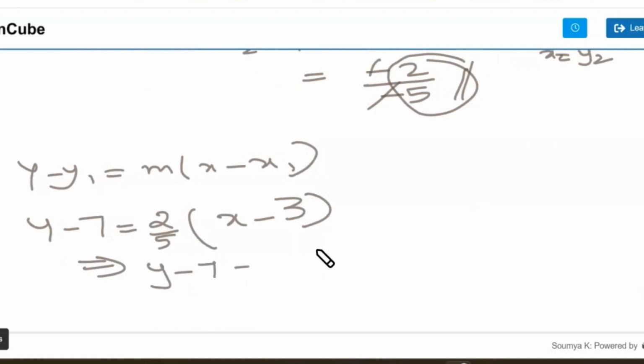Then y minus 7 equal to 2 into x minus 3. This 5 is getting multiplied here, so I'm sending it to the left hand side in the same step. Individually you have to do it. Okay.